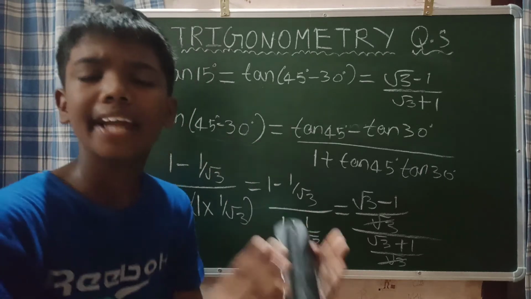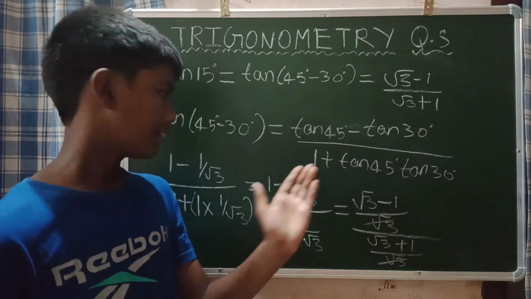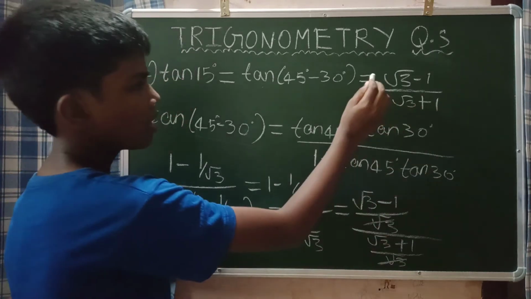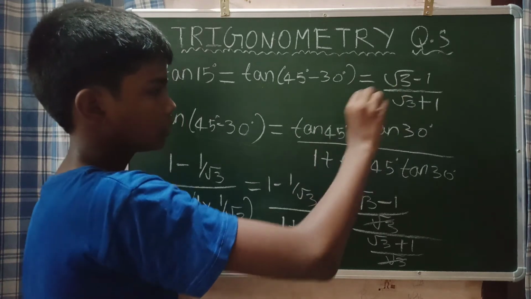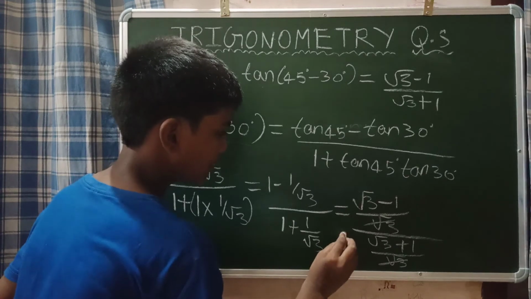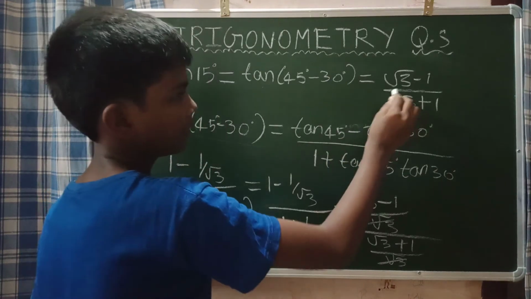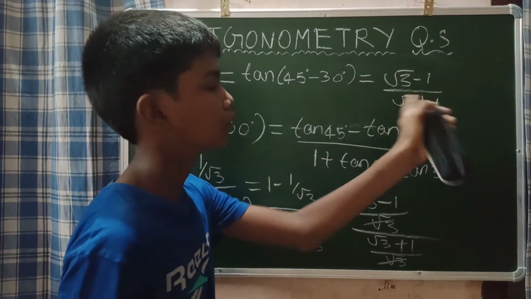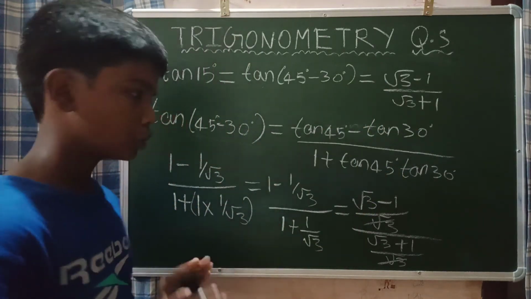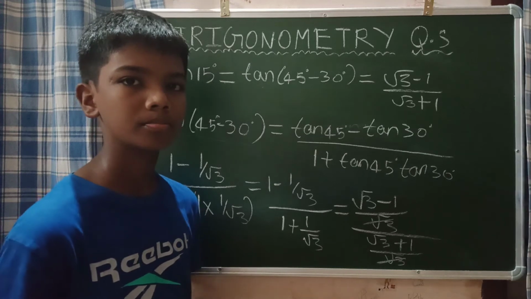Please remember, tan A minus B is tan A minus tan B divided by 1 plus tan A tan B. So using that formula I get the value as root 3 minus 1 divided by root 3 plus 1. This is all about this question. We can move to the next question.